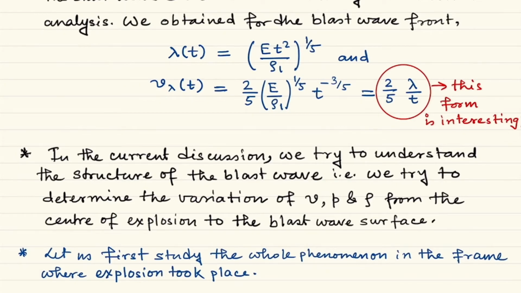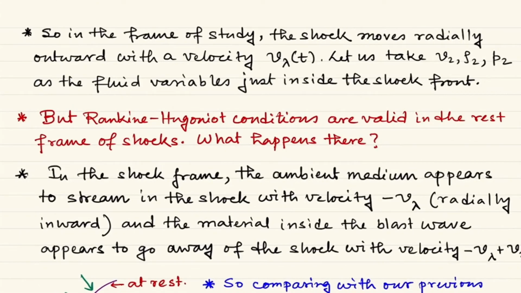Now let us first study the whole phenomenon in the frame of the explosion, that means where the explosion took place. If, for example, a white dwarf explodes, then you see the whole phenomenon being placed on the center of the white dwarf, this type of thing. So in this frame of reference, the shock is moving. So this is not the shock frame.